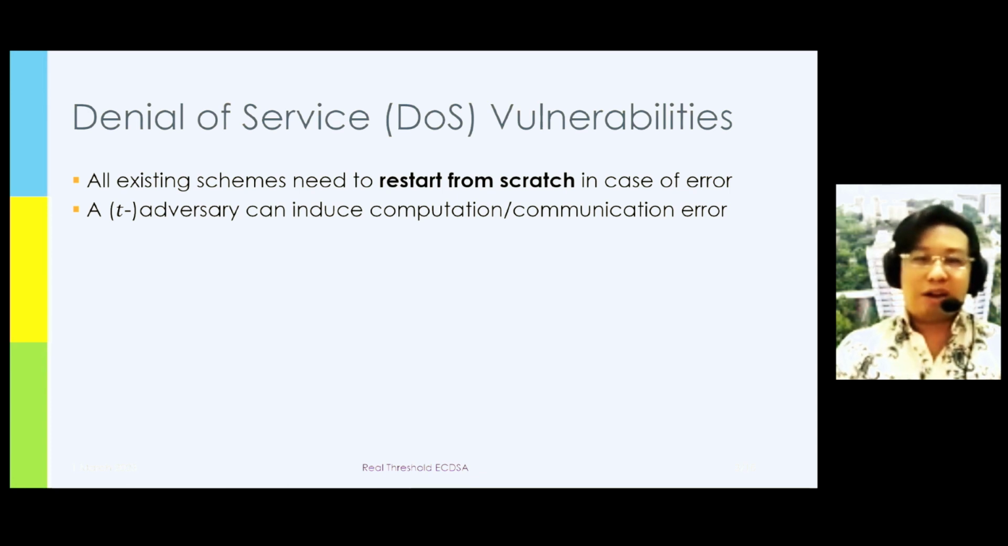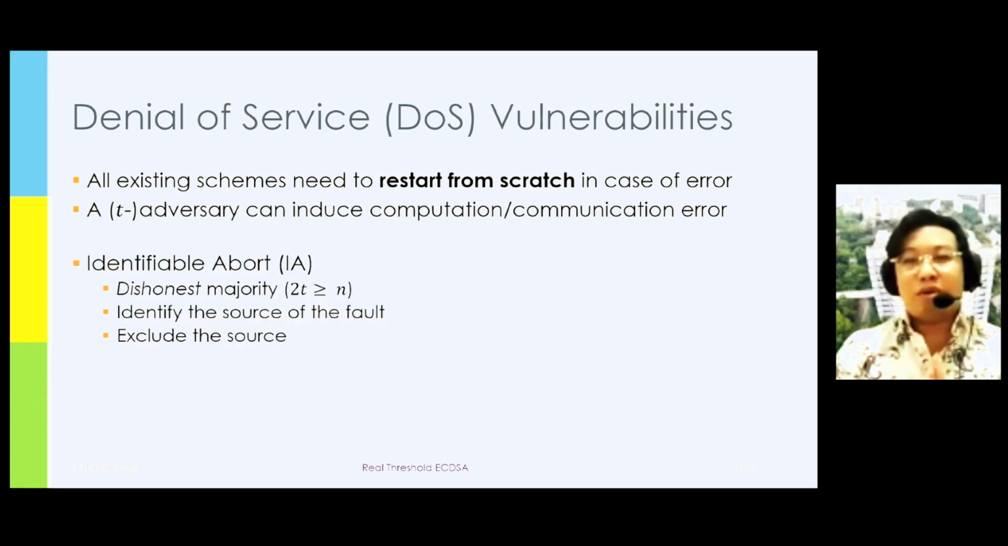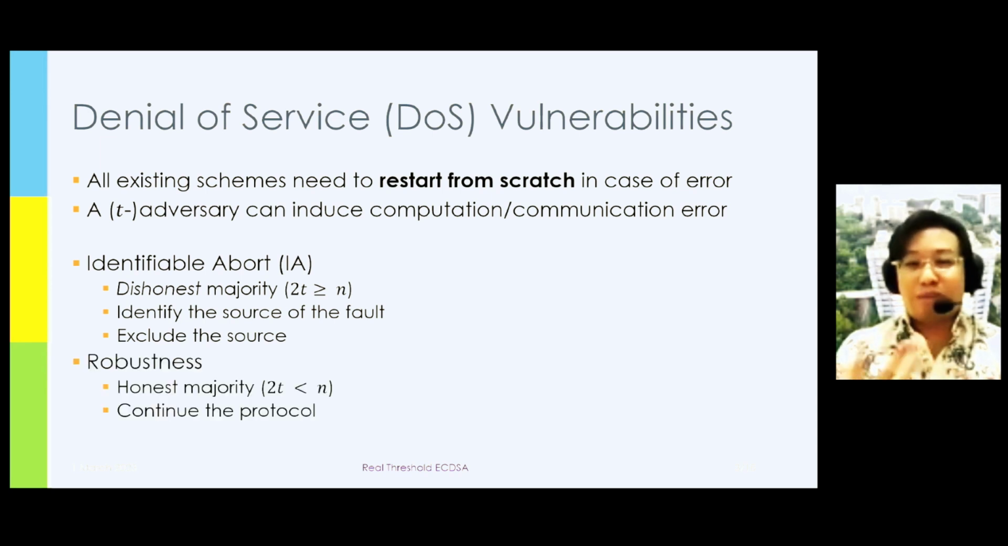So with that, let's talk about what possible defense we are hoping for. The baseline is that we want to identify the source of the fault, which the literature calls identifiable abort, or IA in short. This even works in the case of a dishonest majority. And if we manage to have an honest majority remain, we can do something better, which the literature calls robustness. We can actually continue the protocol without restarting from scratch.